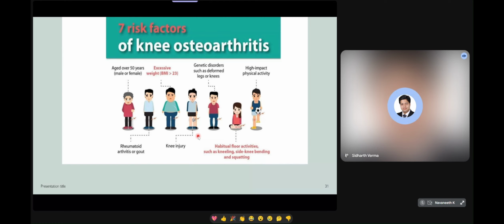So how you can prevent that is by exercising daily. So if you exercise daily, not only you will strengthen the knee, but you will also know what is your capacity and how much work your knee can do. Okay, then the genetic disorders such as deformed legs or knees, and this can also predispose you.